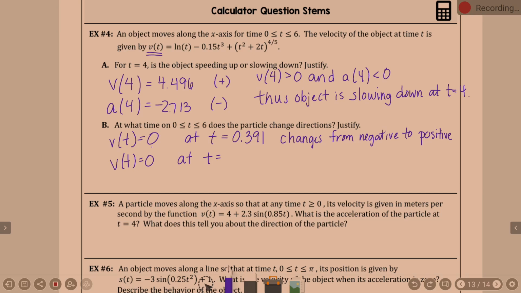5.007. And what's happening at 5.007? Positive to negative. This time it changes from positive to negative. And the whole changing from positive, negative to positive, that's my justification. Okay. Officially, I guess it did say it moves along the x-axis, so we would be able to talk left versus right, but okay.